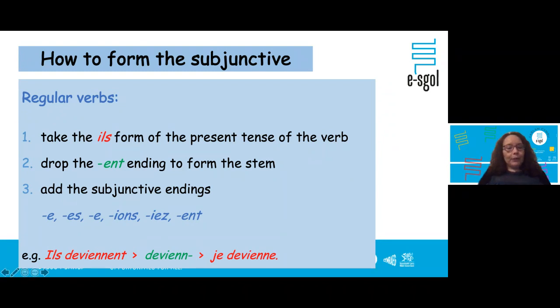So an example here. So you've got the ils form, ils deviennent, of devenir. You drop the ent, so we have devienn, and then you add the ending. So if it was je, you add the e, and it would be que je devienne, and that's the subjunctive mode.